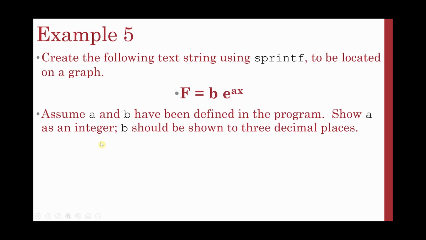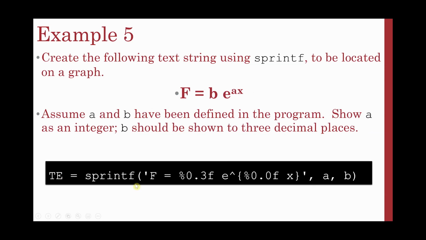We want to generate the equation f is equal to b e to the ax, where a is an integer and b should have 3 decimal places. So we're going to use our sprintf command again. F is equal to 0.3f because we want 3 decimal places for b, and we have e to the 0.0f for a, x, and again I'm putting those in curly brackets so they all go together instead of just parentheses, and then a comma b. I believe the reason a is first is because it's going to format the exponent before it formats anything else, because the order of operations still stands, but I am not sure, and we'll check on that.